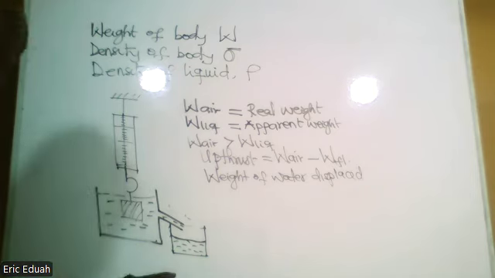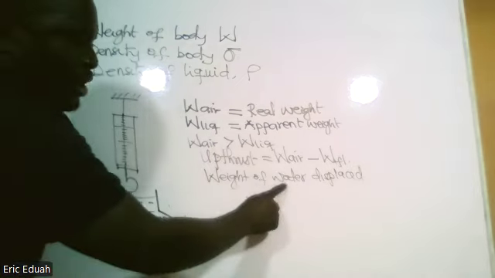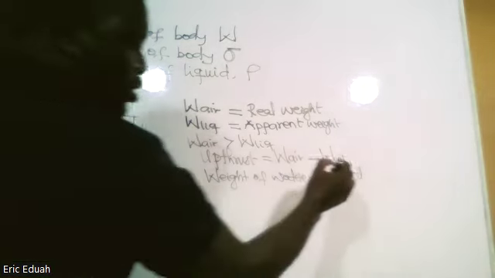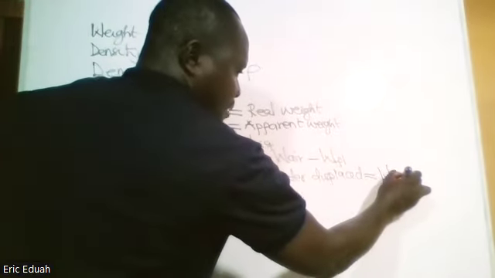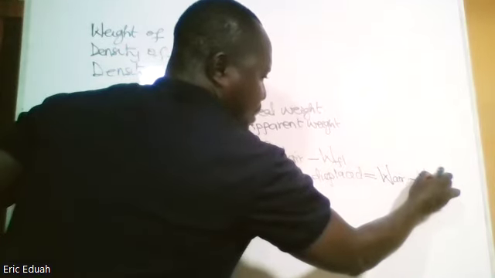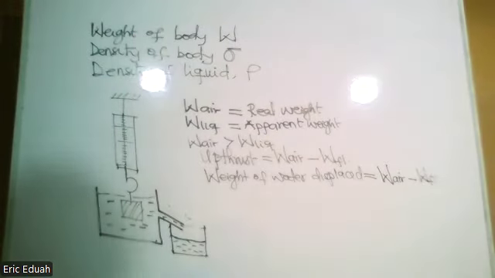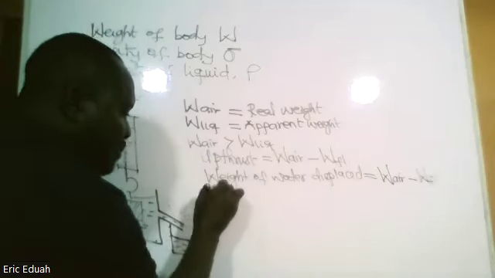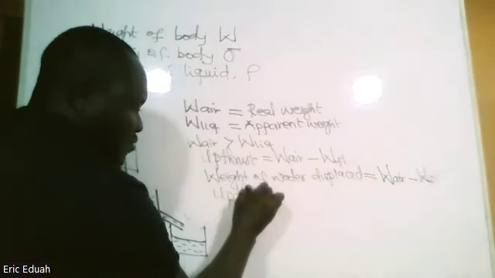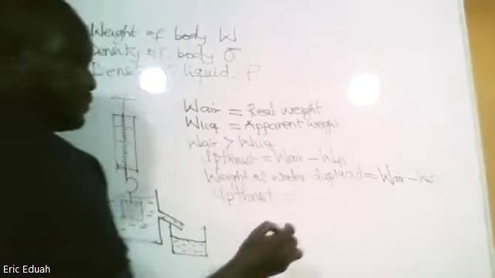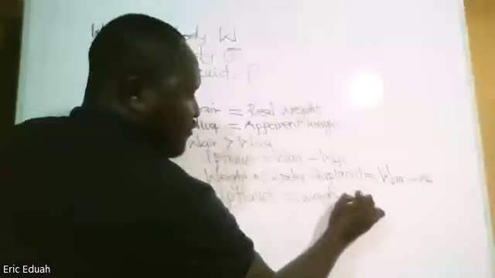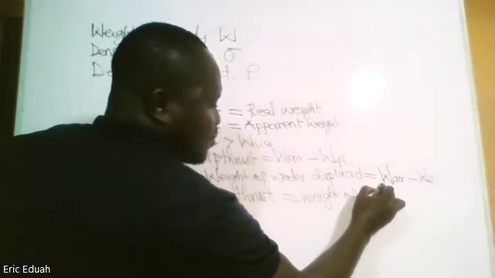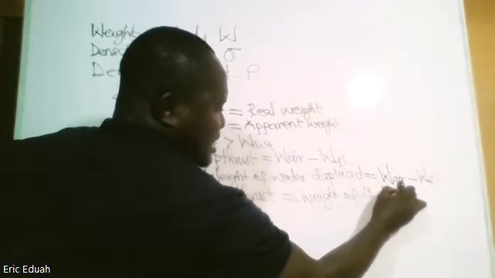Now, if this experiment is done very well, you realize that the weight of water displaced is always equal to the difference between the real weight and the apparent weight. And so we conclude by saying that upthrust is also equal to the weight of fluid displaced.